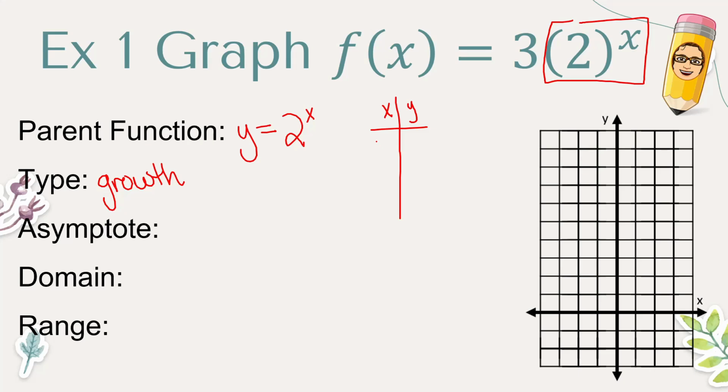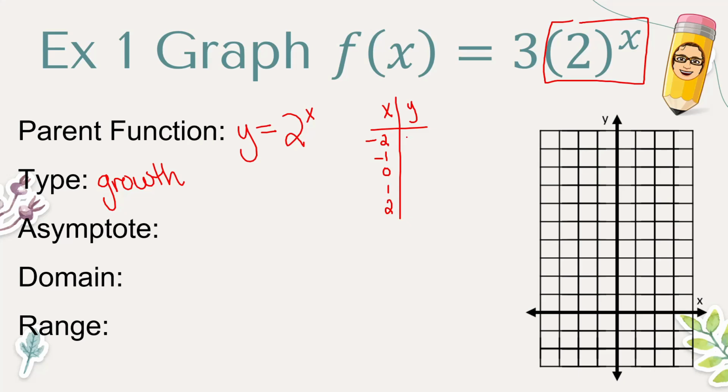It's going to be the x's you're going to want to change. So we're going to start with -2, -1, 0, 1, 2. You're going to want to try some negatives, some positives, and then that 0 in the middle. What I'm going to do is take those x values and substitute them in for that exponent.